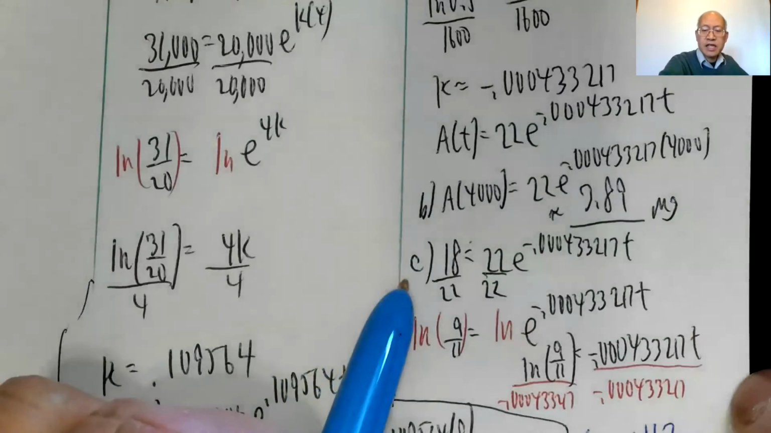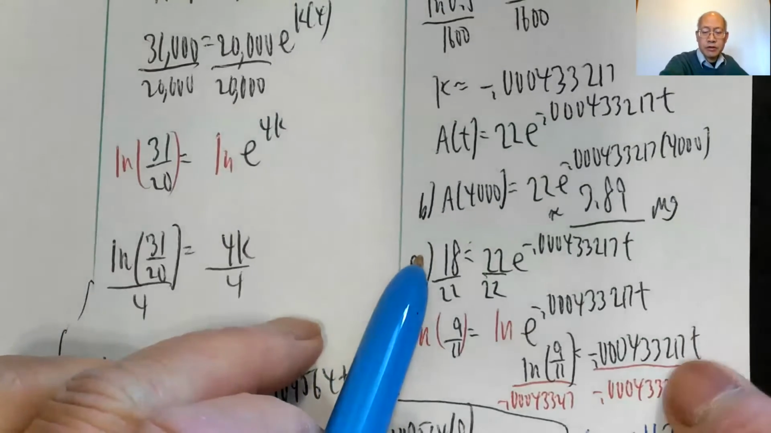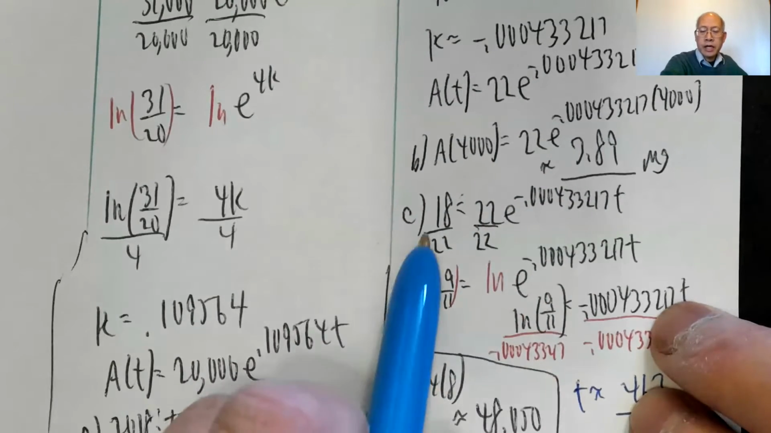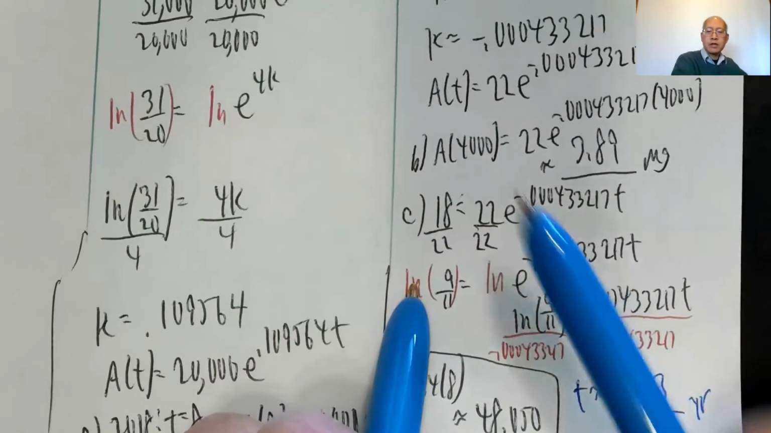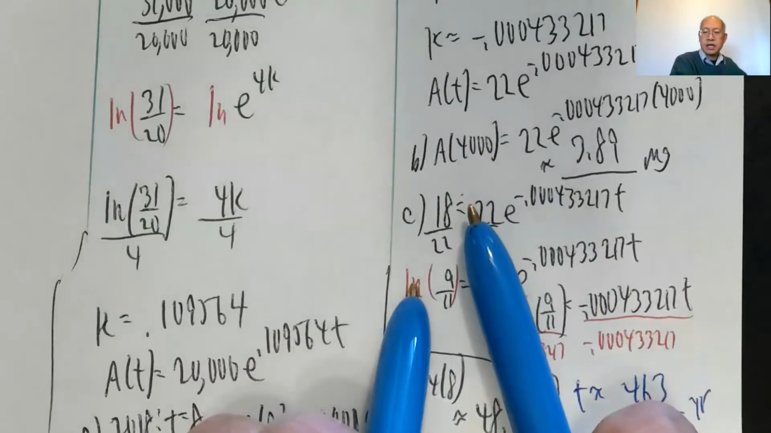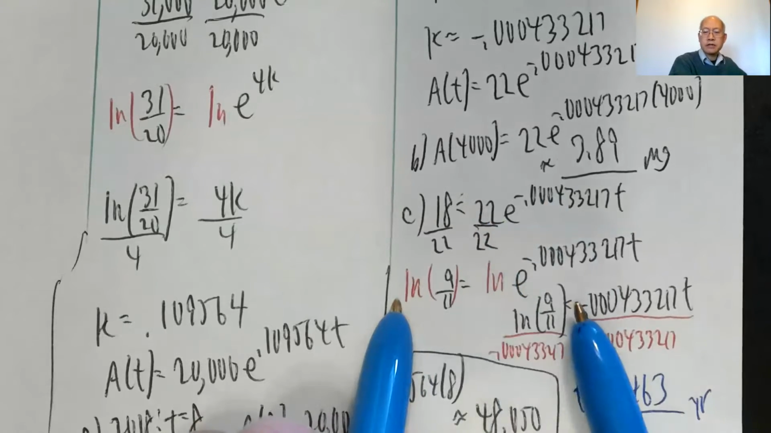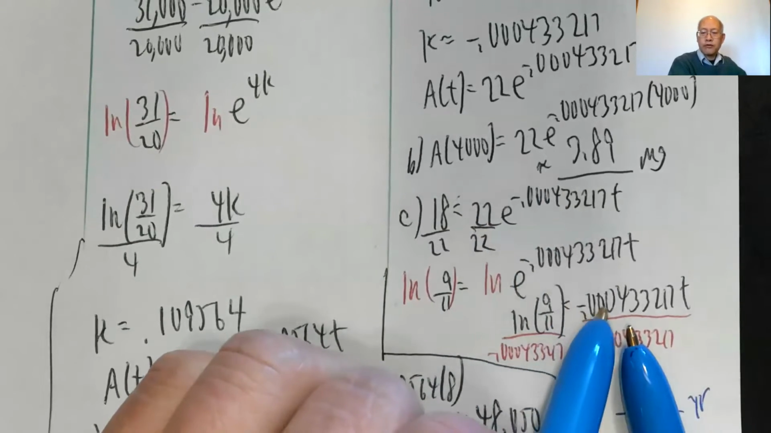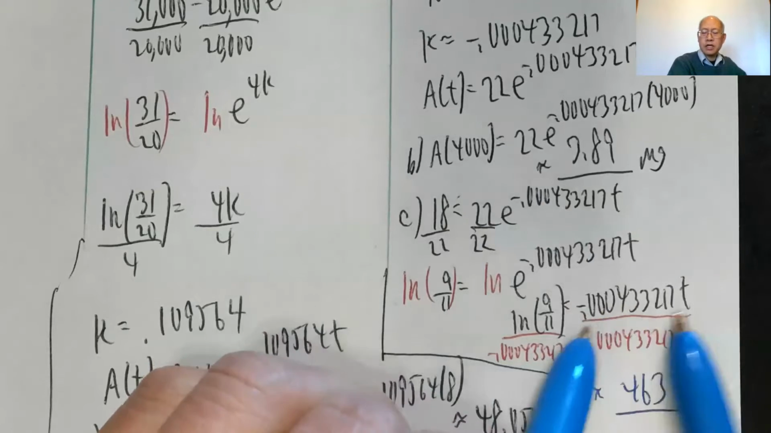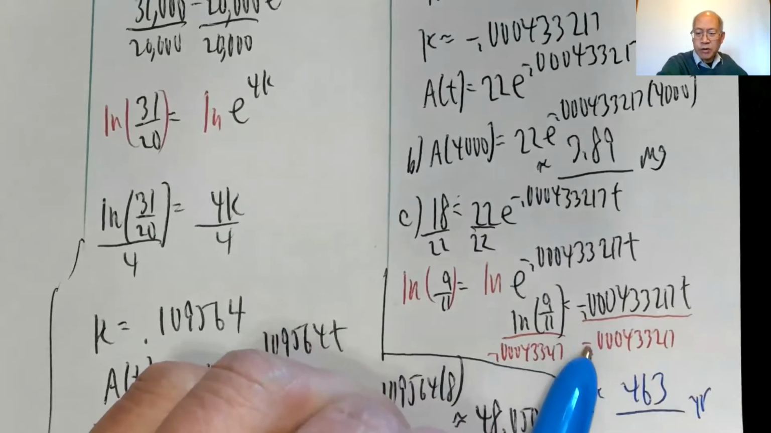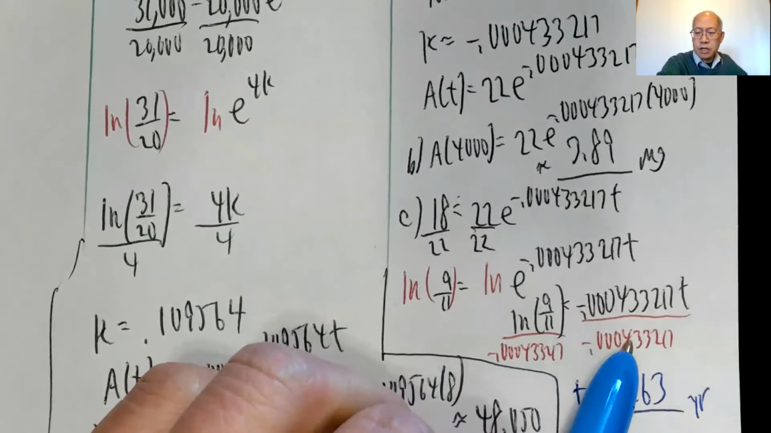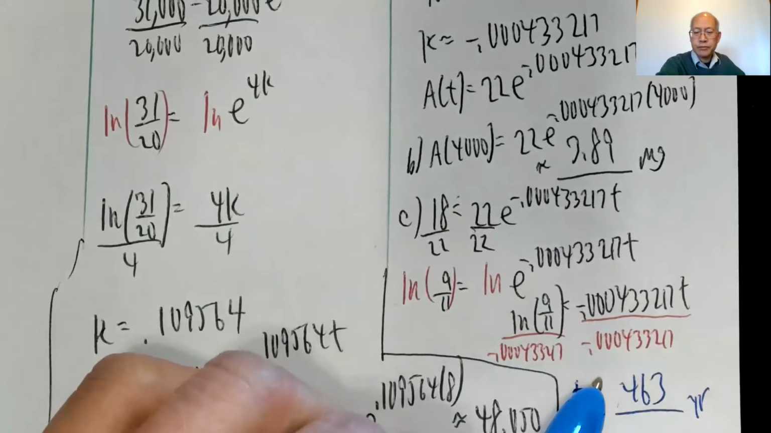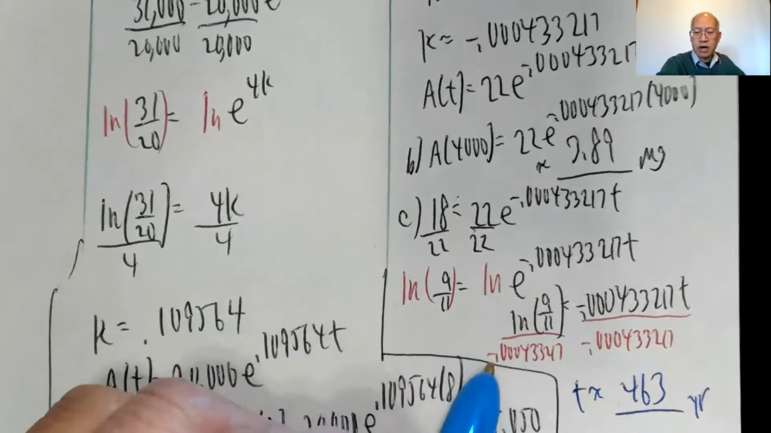C, when will we have 18 milligrams left? So 18 goes here, equals this, divide by 22. 18 over 22 reduces to 9 over 11, equals e to the kt. Take the natural log of both sides. ln of 9/11 is negative 0.000433217t. Divide both sides by negative 0.000433217. Punch in your calculator, 463 years. That's natural log of 9/11 divided by this stuff.